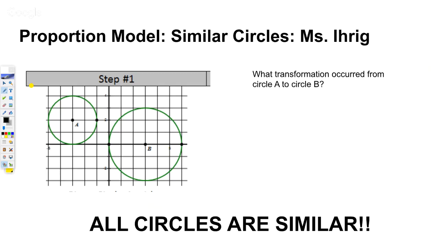All circles are similar. Fantastic. So let's look at this. What would be the transformation that would move this? This should be on your paper. What number is this on your page?